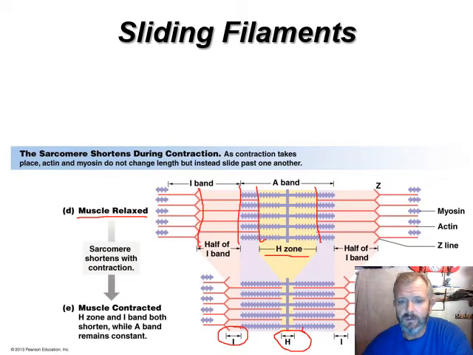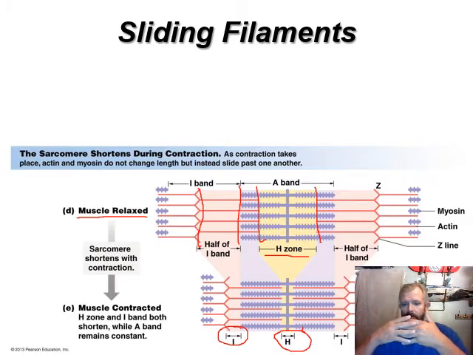Okay, so that is how we're going to shorten. Remember, we have a sequential running down. Here's one sarcomere, another sarcomere. So we have this repeating pattern of sarcomeres down those myofibrils, and when they all shorten, that muscle is going to shorten.